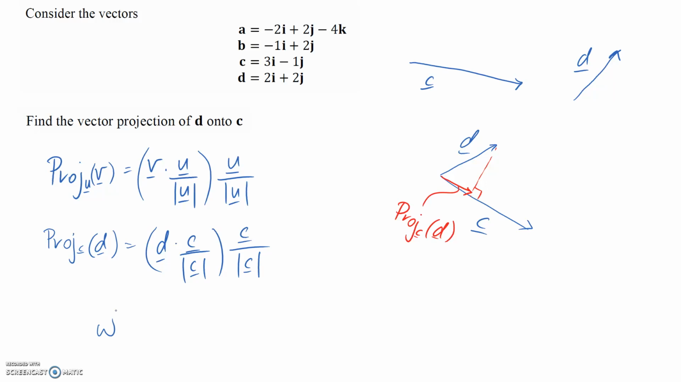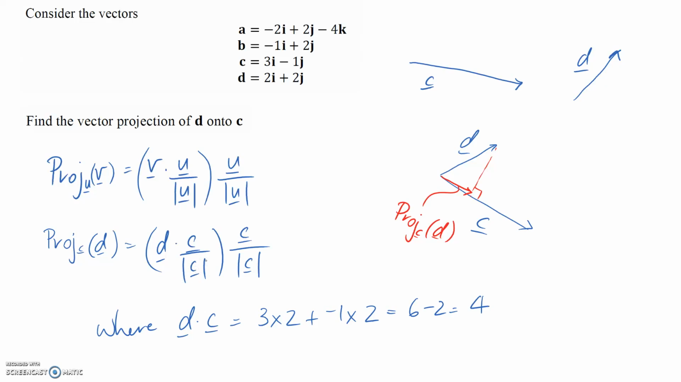So let's start by finding the dot product. So D dot C. So we know for the dot product, all we're doing is multiplying together the corresponding components and then adding them together. So here we're going to get 3 times 2 for the i's, and then this is -1 times 2 for the j's. So this is 6 minus 2, or 4 for the dot product.